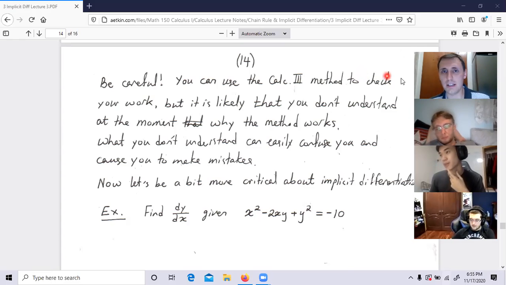Come on, guys, let's move on. Don't take too much on it. Okay, James, I think you're solving another question by now. We're solving this one: x squared minus 2xy plus y squared equal to minus 10. So what's the derivative?